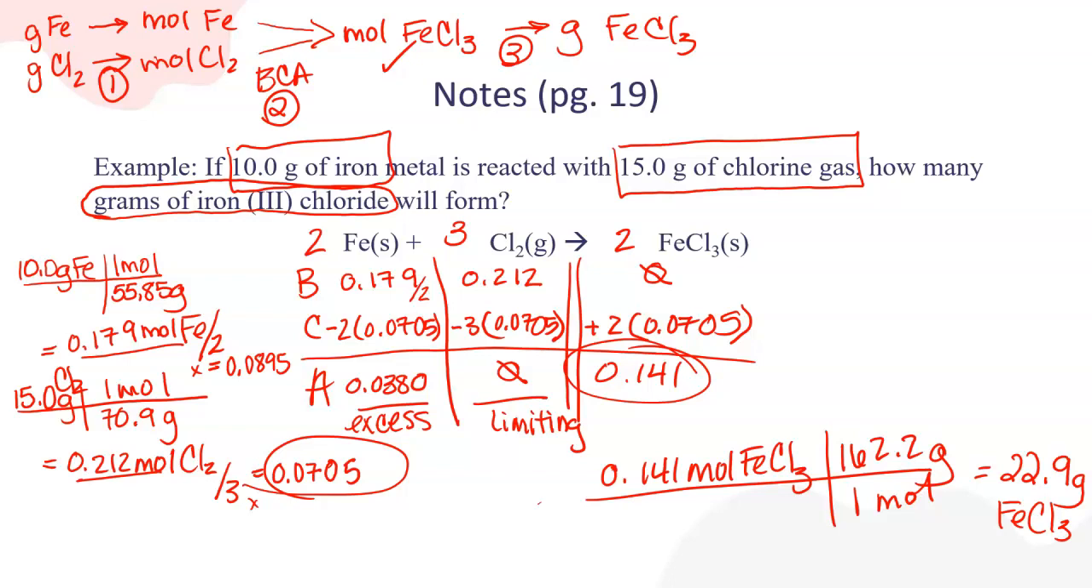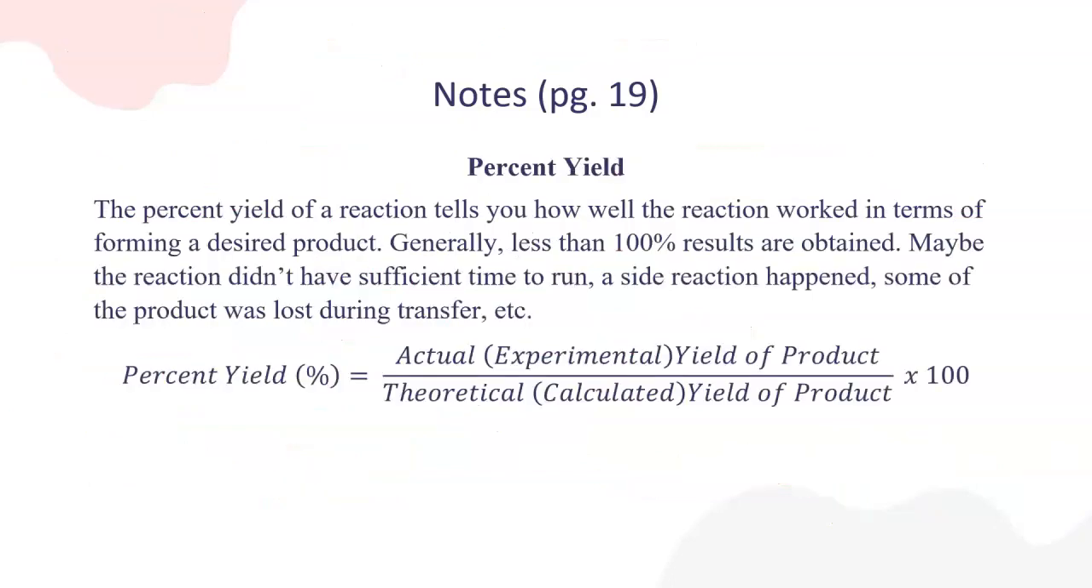Okay. Percent yield is the yield of the reaction that tells you how well the reaction worked in terms of forming a desired product. Generally, less than 100% results are obtained. If it's over 100%, you either have a contaminant, the reaction didn't go all the way, or it's still wet because you didn't evaporate off all the water or solvent. If it's less than that, maybe the reaction didn't have sufficient time to run, a side reaction happened, you lost some of the product, and so on.